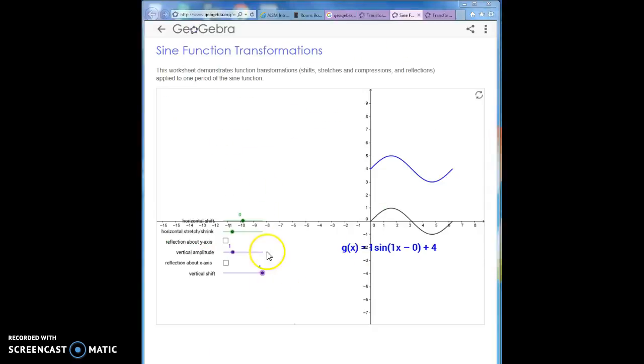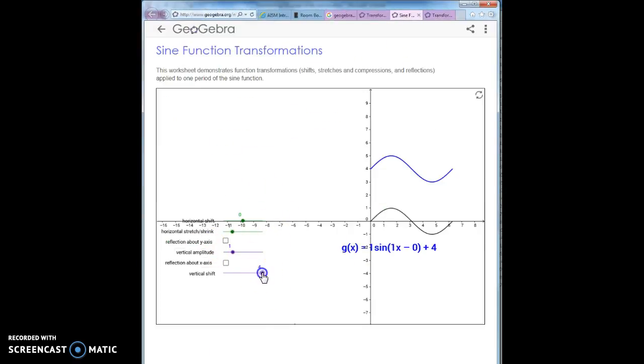So now we're going to have a look at the effect of a different parameter. These numbers in the function are called parameters, by the way. So there's a parameter at the front, there's one in front of the x, this is another one, the subtract 0, and then a plus 0. Let's explore horizontal shift.